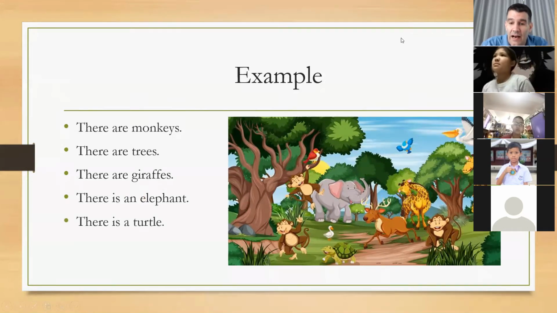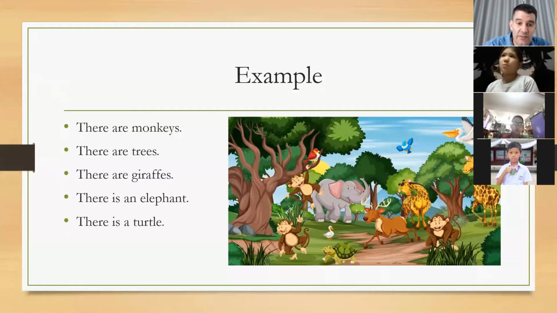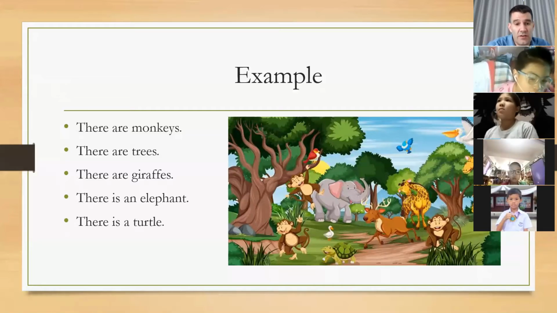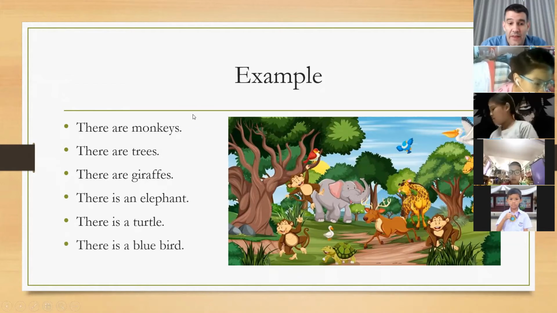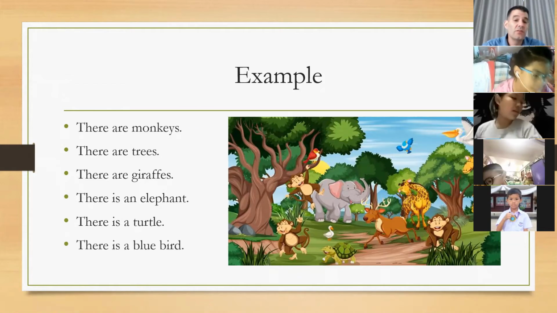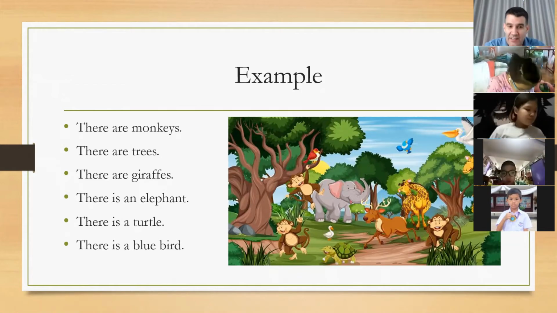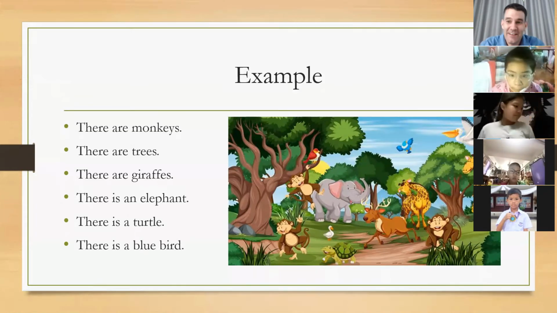Or there is a turtle. There's only one turtle, so there is, and we have to use an article. And the last example, there is a blue bird. You can choose just one, just write one sentence. It does not have to be 6. I just give 6 examples to show you what I mean.